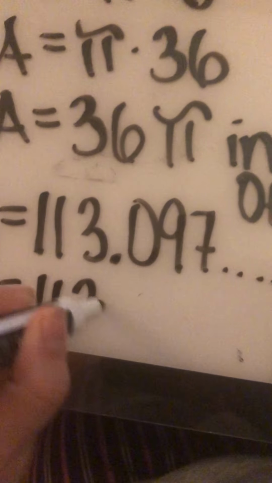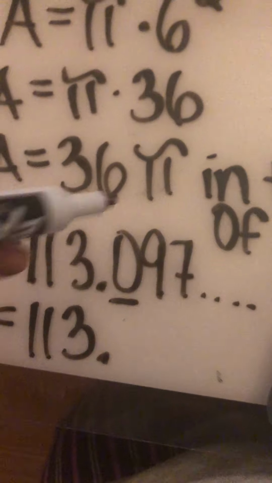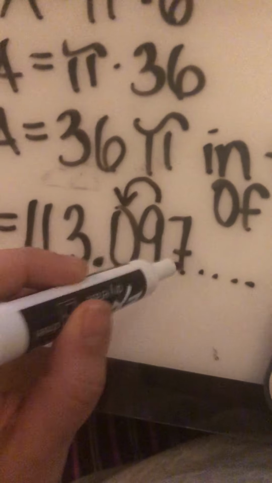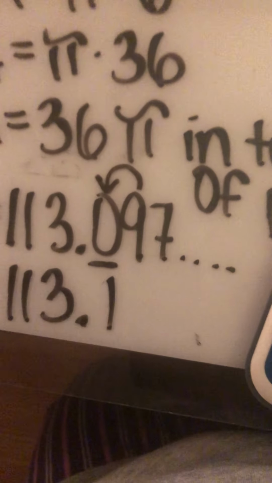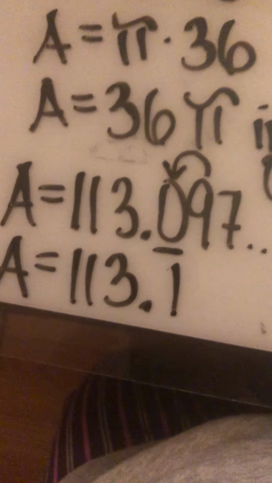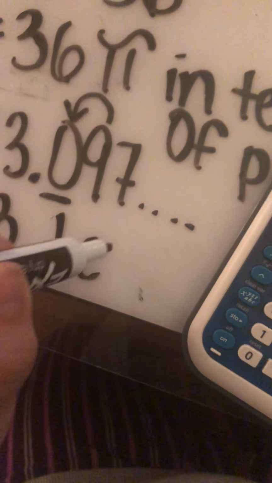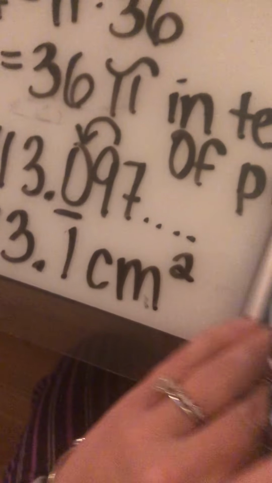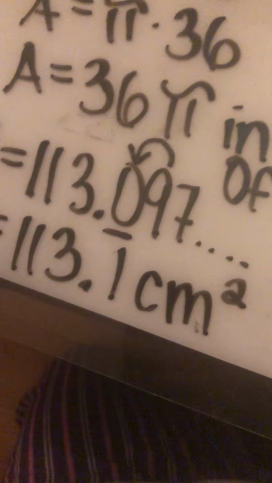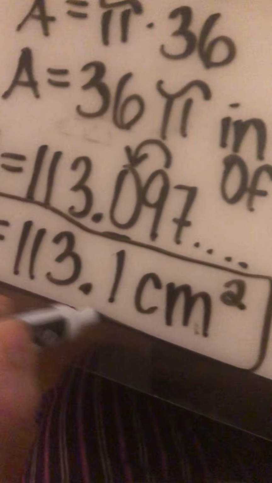So our answer is 113.097... I don't really need any more if we're rounding to the nearest tenth. So to round to the nearest tenth, I go to my tenths place, it's a 0. I look at the 1 next to it, which is a 9, bounces up to 0 because it's 5 or more. So my final answer will be 113.1, and the units again were centimeters, but since we are in area, it's going to be centimeters squared. Okay, so there's my final answer.